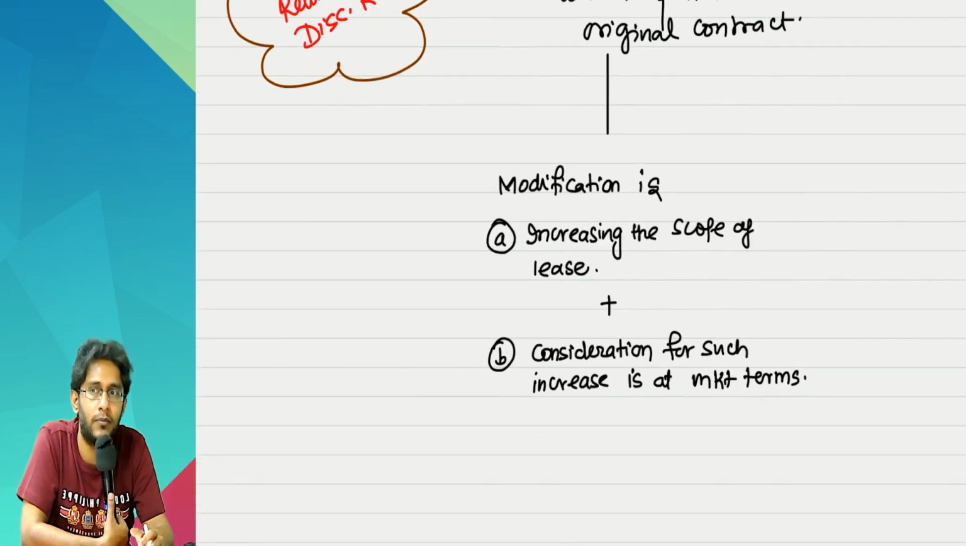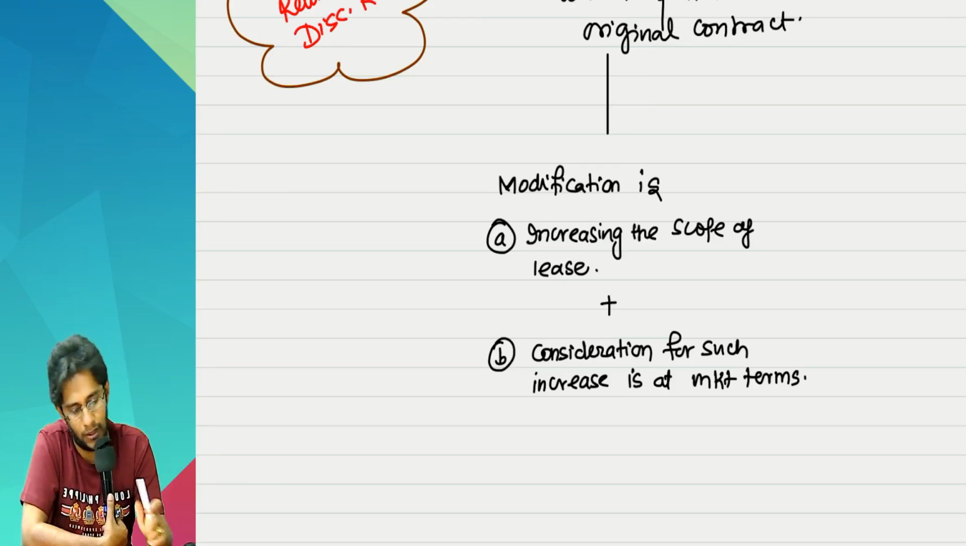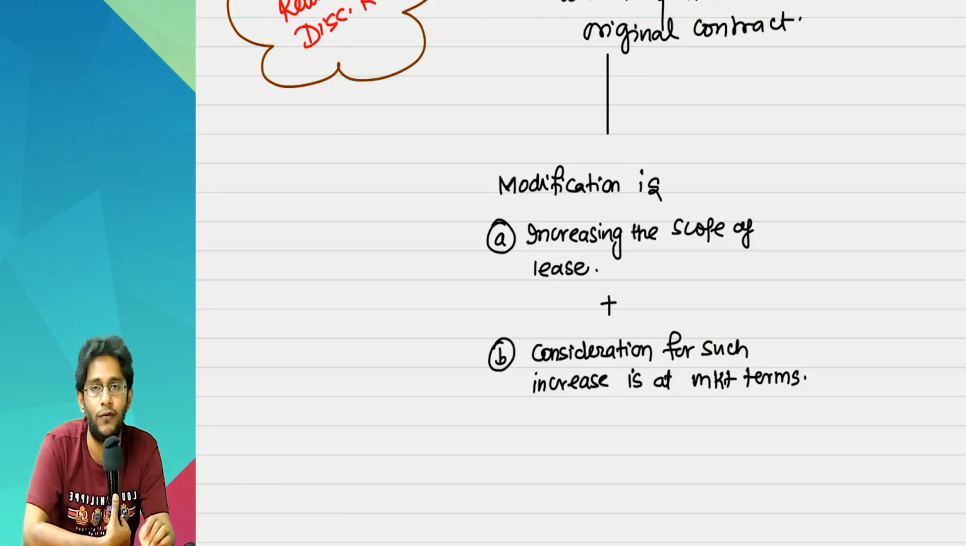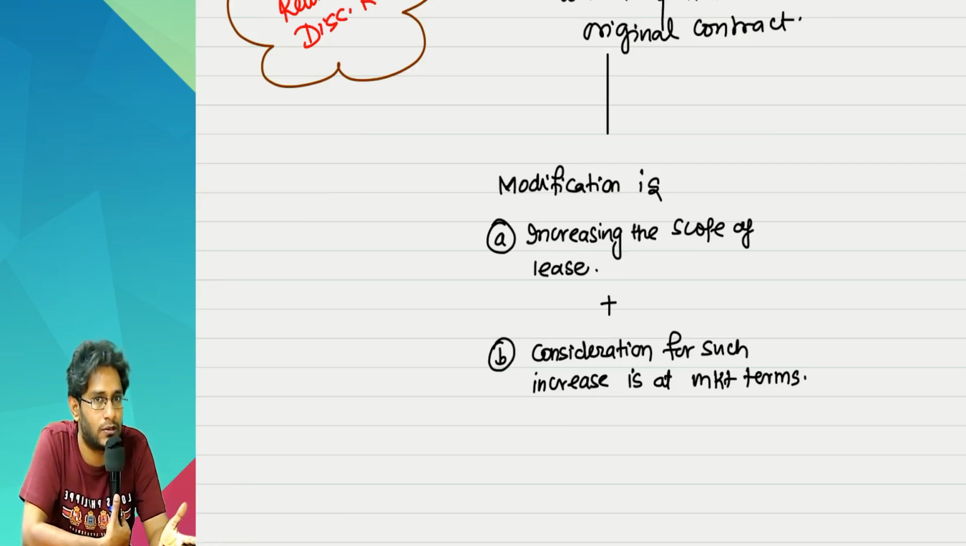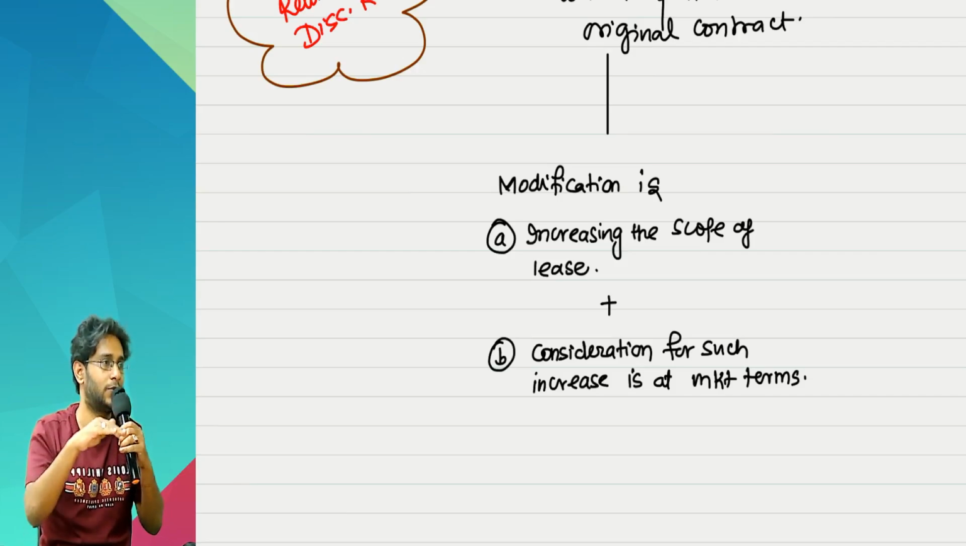What is the consideration meaning? For example, I am taking the 3rd floor, and I am paying a monthly rent of 1 lakh. Now I am also taking the 4th floor. Definitely an increase in scope, first point satisfied. But if I take the 4th floor extra, will I pay the same lease rent or will I have to pay more? More, obviously. That more should be in market terms.